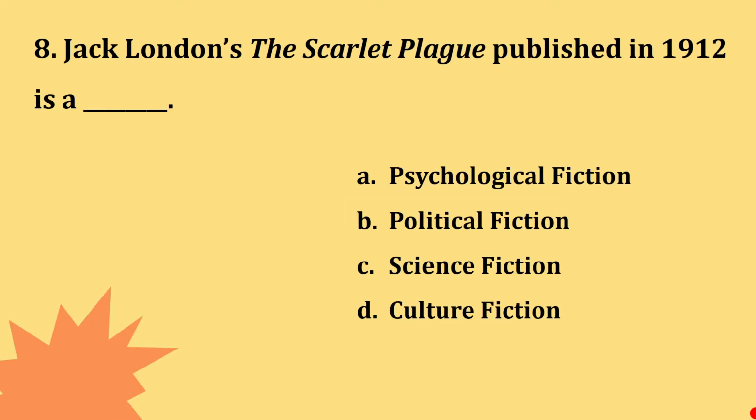Number 8, Jack London's The Scarlet Plague, published in 1912, is a dash: A, psychological fiction, B, political fiction, C, science fiction, D, culture fiction. And the correct option is C, science fiction.